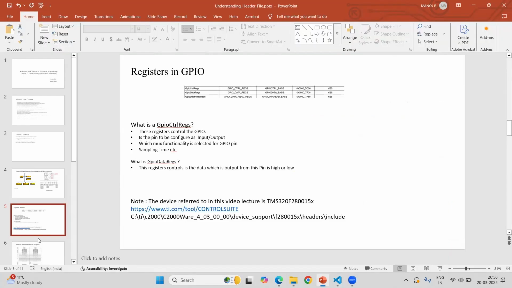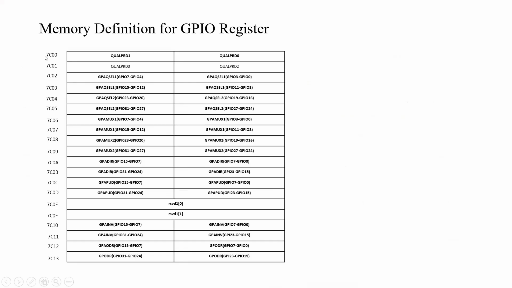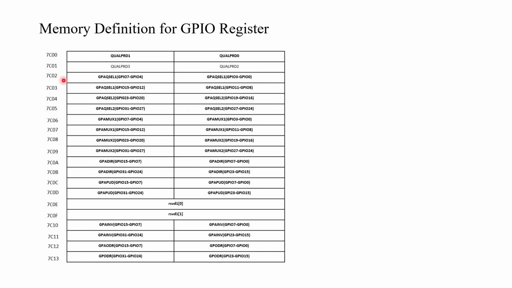So now let's try to understand. It goes on, right? If you see, 7C00 is the start location. Even though the registers we saw, for example the qualification period register, are 32 bit, the way they are stored in the memory is 16 bit, 16 bit. That is the reason why you can see it starts with 7C00. Then the next register goes to 7C02. So there is an offset of 2 bytes of data.